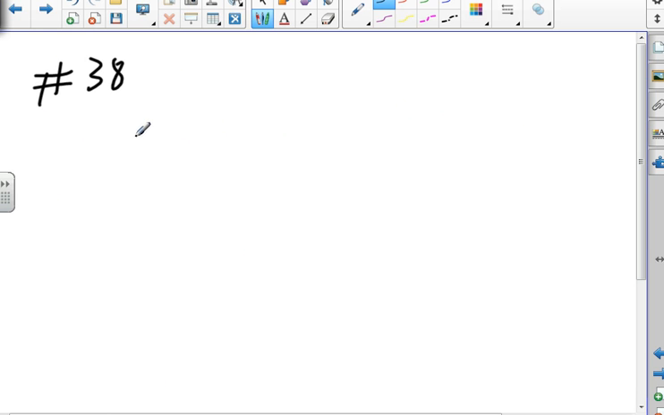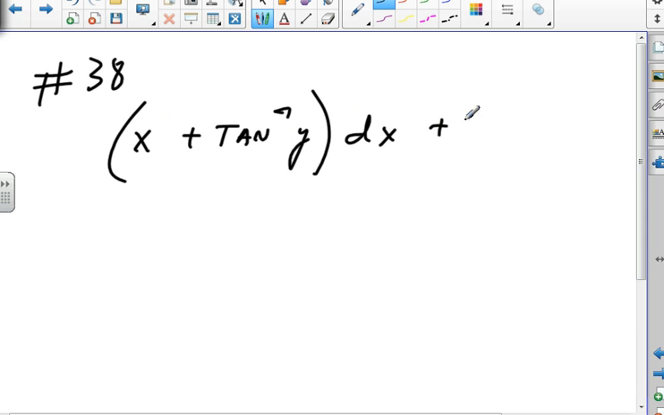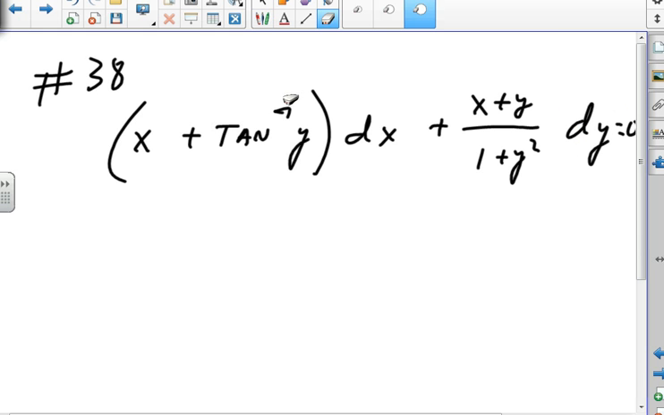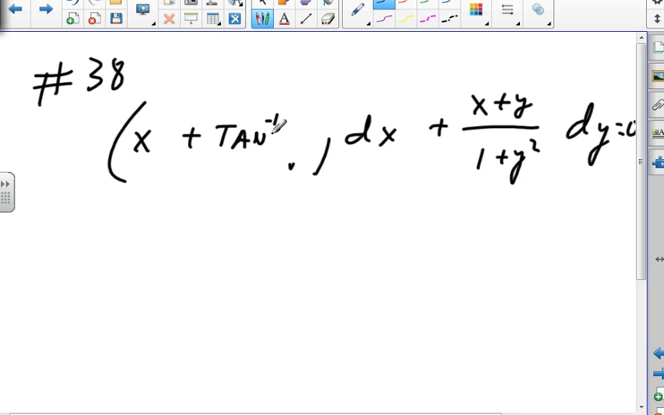Okay, so I've got x plus the arctangent of y dx plus x plus y over 1 plus y squared dy is equal to 0. Now I gotta check the mixed partials. M and what are M? Minus 1 arctangent of what? Y.